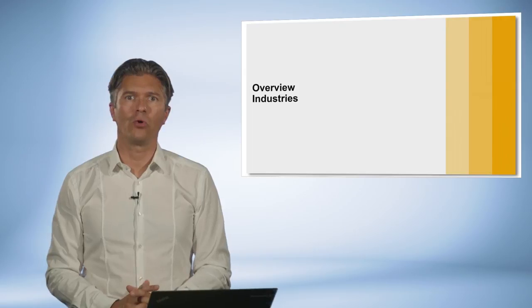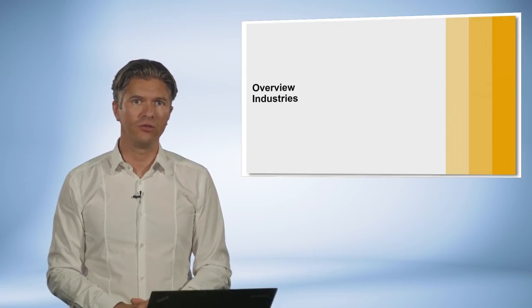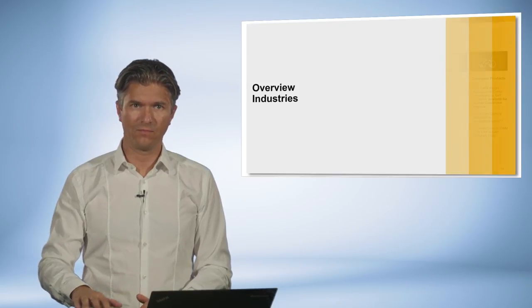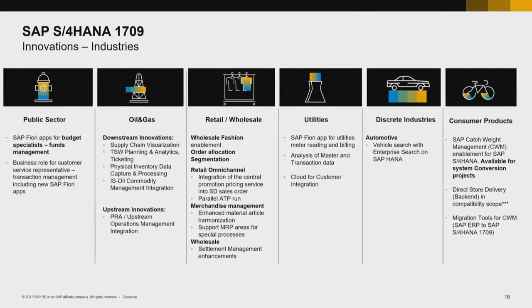We have covered a lot of ground already with the line of businesses highlights. Let's have a look at the innovation and enhancement for the industry now. Here I will start with public sector. A new business role for the customer service representative is included. TRM, Tax and Revenue Management, provide a transactional SAP Fiori app to search from bundles, several smart business apps, and also several main transactions in TRM. Additionally, there's an SAP Fiori apps in the budget specialist.